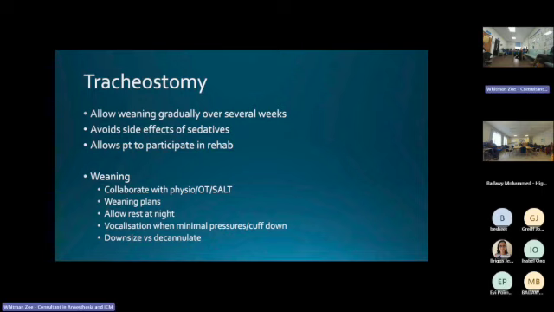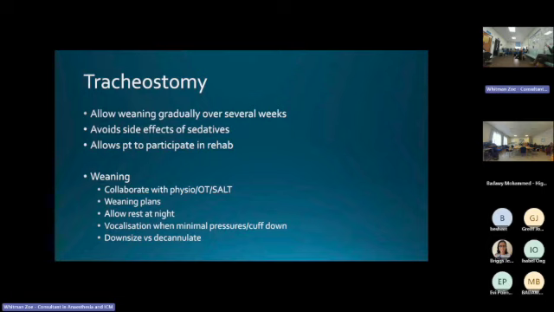So yeah, we do try and let them talk and get them on the can. And put downsize versus decannulate. Decannulate just means take the trachea out. Sometimes we just do that. Sometimes we downsize them to make the trachea smaller and give them a bit longer.